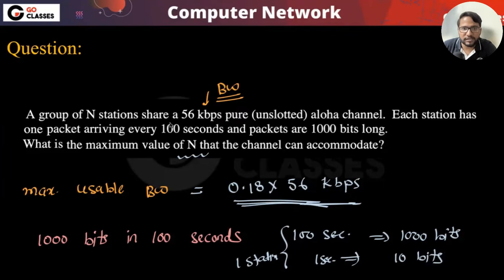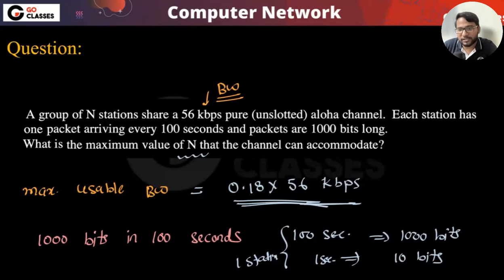So in 100 seconds, they are saying that each station has one packet arriving, and the packet is 1000 bits long. So in 100 seconds, each one is basically having 1000 bits. So in 1 second, there will be 10 bits. That is for only one station.